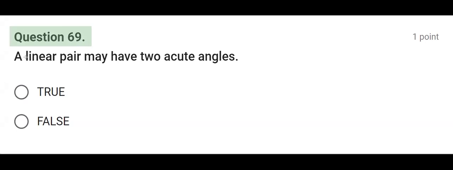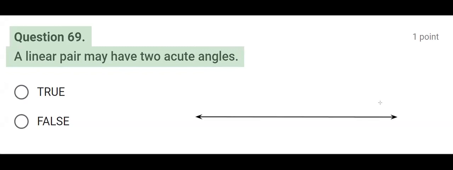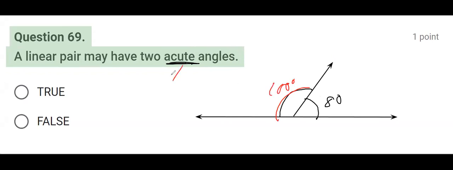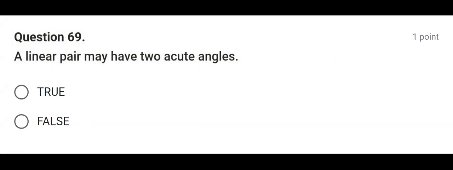In question number 69, it says a linear pair may have two acute angles. Linear pair are what? Two angles whose sum is 180 degrees are called a linear pair. So that's false, because the sum of these two angles is 180 degrees. If one is less than 90 degrees, that is, if one is acute, the other one has to be an obtuse angle. So this is a false statement.